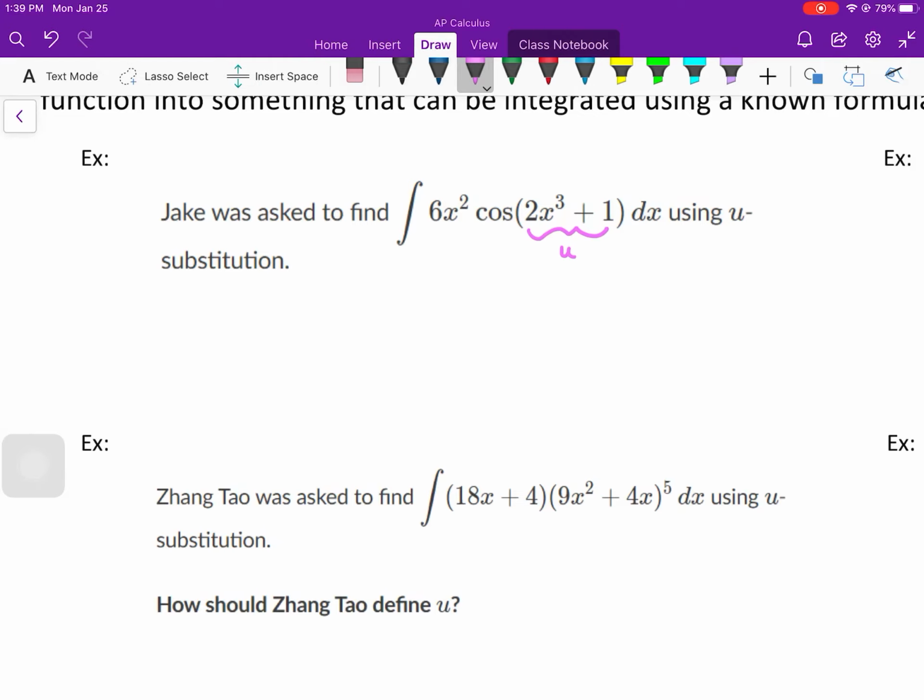And if that was u, think about it. What's the derivative of this? It's going to be 6x squared, which perfectly cancels out with that. We don't need the 6 to cancel. We need the x squared to cancel. Because the 6 we can always pull to the front of the integral and ignore it. But it's that x squared that can ruin things. So we're going to let u be the 2x cubed plus 1.